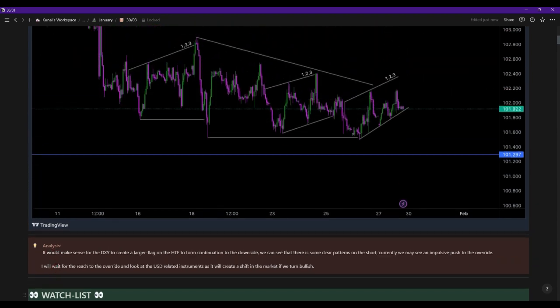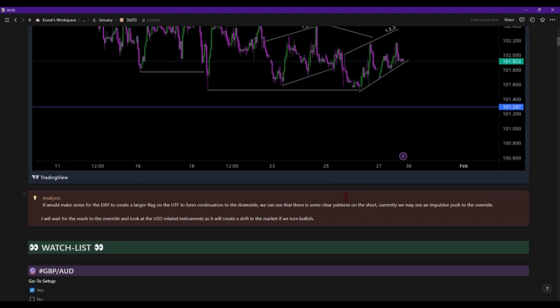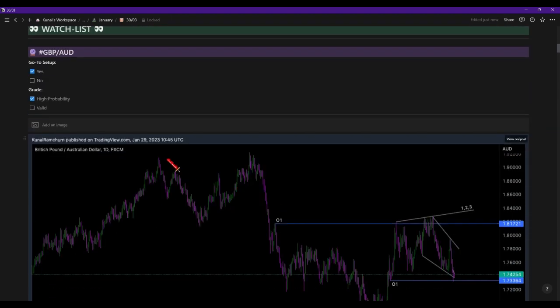It would make sense for the DXY to create a larger flag on the high time frame to form continuation to the downside and so forth. It wouldn't make sense for people who don't trade this particular way, but for people who do trade this strategy, they would fully understand what I'm talking about.